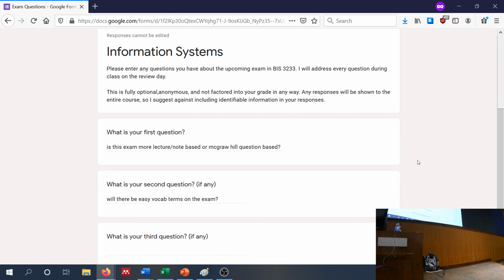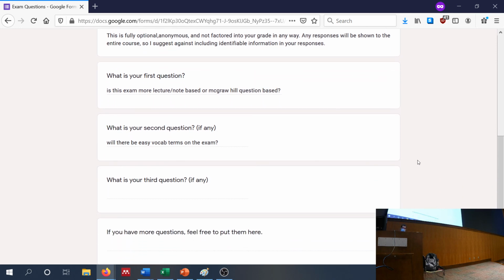So this question asks whether the exam is more lecture note-based. Yes, definitely going to be very lecture note-based. Hopefully you took good notes. But basically, again, if you know all those terms, if you know what they are and how firms use them, you'll be fine. Vocab terms.